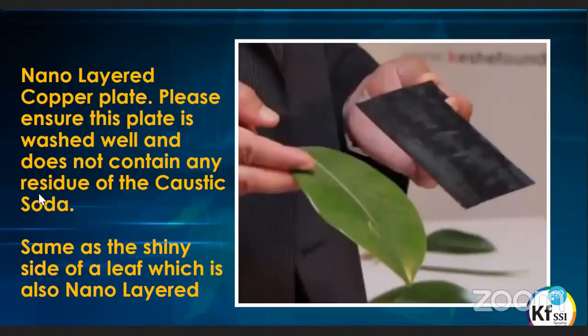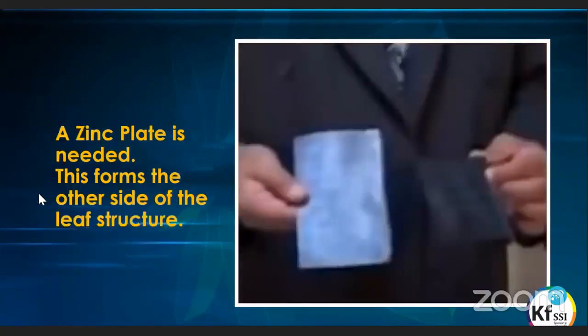now please ensure that when you take your nano plate, as we explained last time when you make your nano layers, to please wash your plate very well to remove any residue of caustic soda that you might have left on that plate. But the nano layer is sort of the same as the shiny side of the leaf, which is also nano layered. And the zinc plate is needed as well.